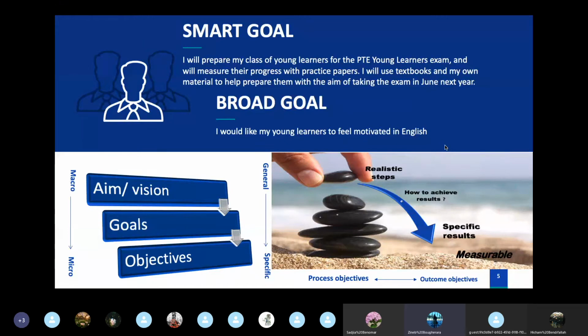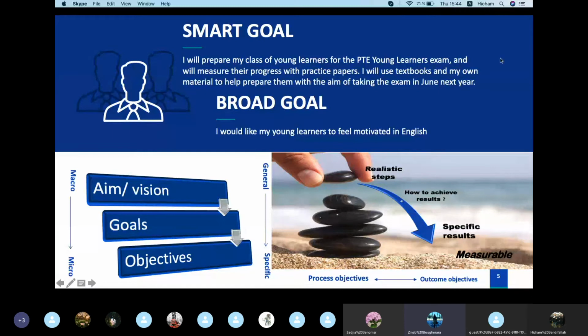Thank you. Here, we have a broad goal. I would like my young learners to feel motivated in English. This is considered as a broad goal. What is missing from this goal? Do you think that it is a broad statement, not clear purpose, no clear expected effects, not specific, or do you think that it is just good the way it is?